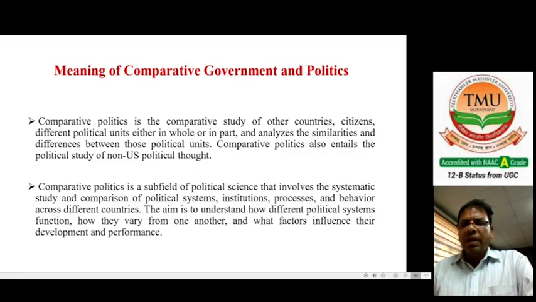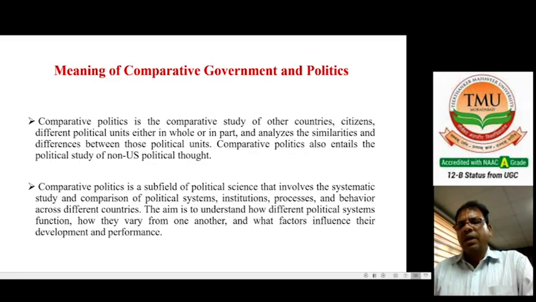That means comparative politics is the comparative study of countries, citizens, and different political units, in whole or in parts, and the analysis of the similarity and difference between those political units. Comparative politics also entails the political study of non-US political thought. The second meaning is that comparative politics is a subfield of political science. A subfield means not a major subject but a part of political science that involves the systematic study and comparison of political systems.